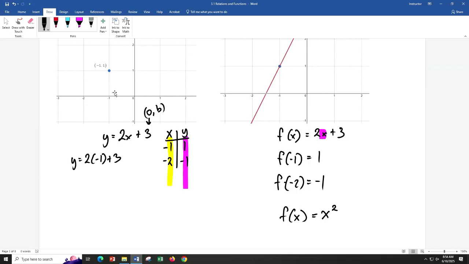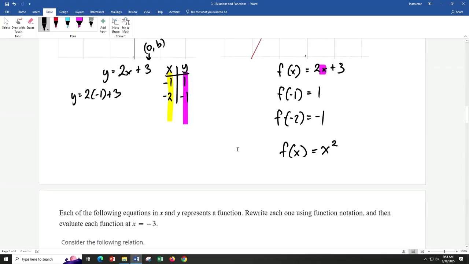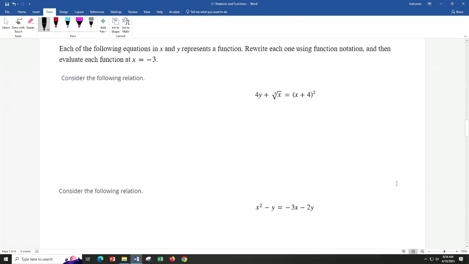So let's look at one. Take a look at that guy right there. He's ugly. And he's a combination of functions. Yes, you can have more than one function. You will learn all about that around chapter 5, about how we can combine functions. But for right now, we have 4y plus the cube root of x is equal to (x plus 4) squared.